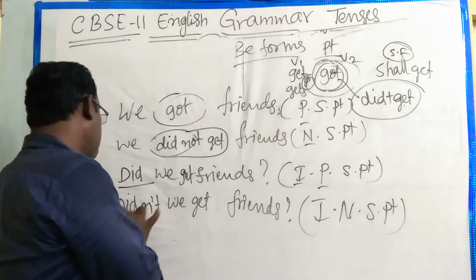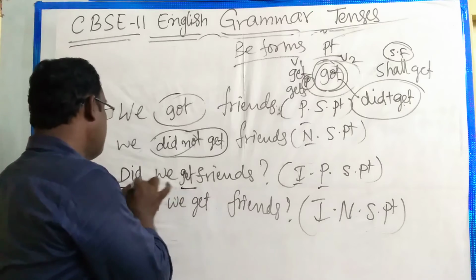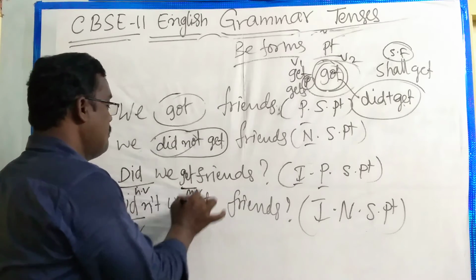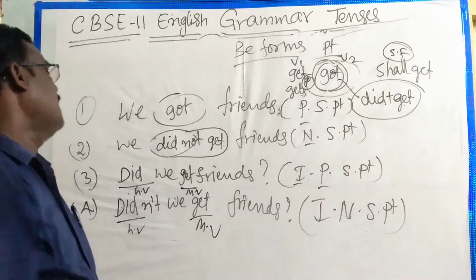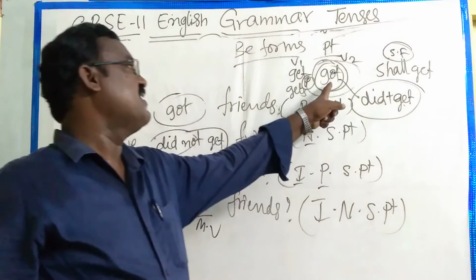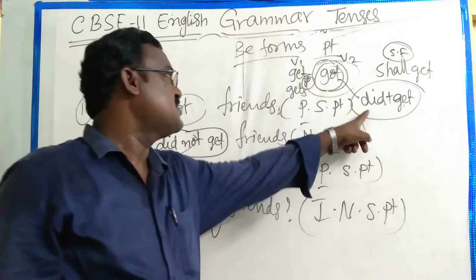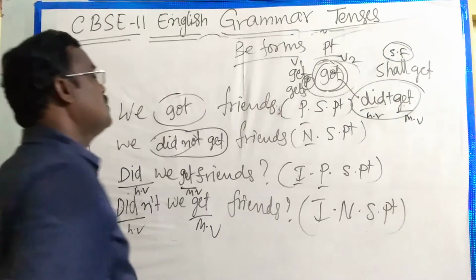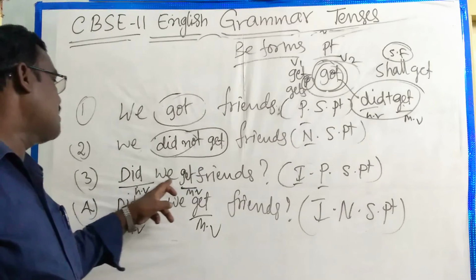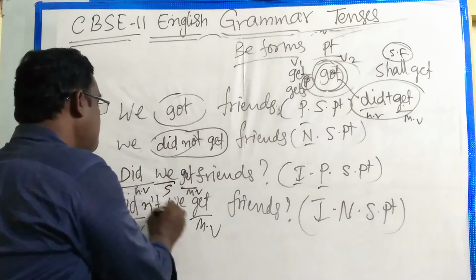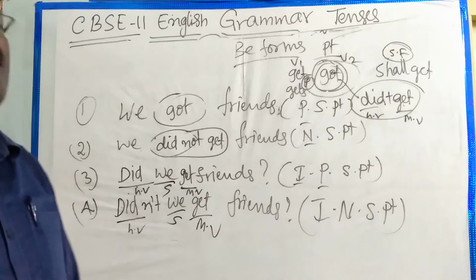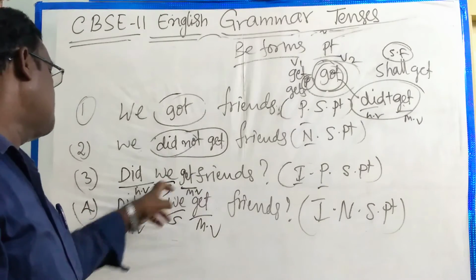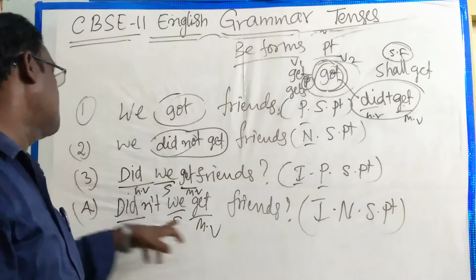So interrogative sentence is nothing but helping verb. Sentence starts with the helping verb. This is main verb. Helping verb, main verb is nothing but when the verb is divided into two parts. First one is called helping verb. Second one is called main verb. So two verbs are there. Helping verb we have to write before the subject. Subject is nothing but the person, place or thing we take at the very beginning of the sentence. So did we, didn't we, helping verbs.